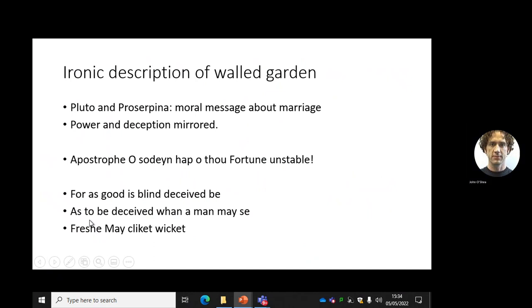Okay, to carry on the ironic descriptions, you've got the story of Pluto and Proserpina. Many people never mention Pluto and Proserpina, okay? But who are their equivalents in the Greek gods? Hades and Persephone, isn't it? Yes. So the old winter grabbing the young spring, again, it's the symbol, it's the old man with the young wife. And again, it's the power imbalance that we should consider.